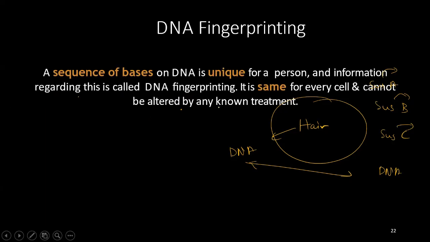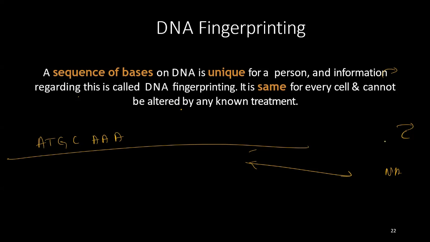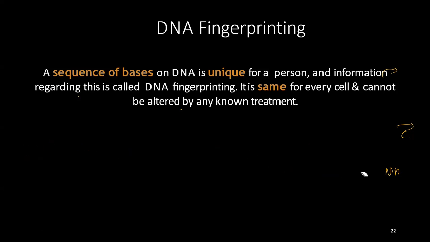So what is this DNA sequence? It is nothing but the sequence of nucleotides, like A, T, G, C, A, A. So there will be a code like this, a series of code. Millions of nucleotides will be arranged in that sequence, and that will be unique for every person. So 99.99% is the same, but that 0.1% is different. That will be helpful for identification. So that's called DNA fingerprinting.